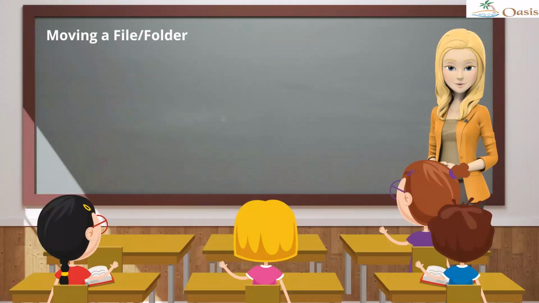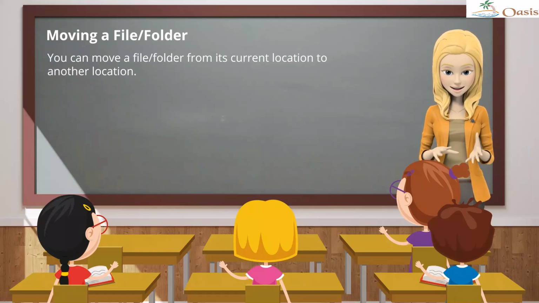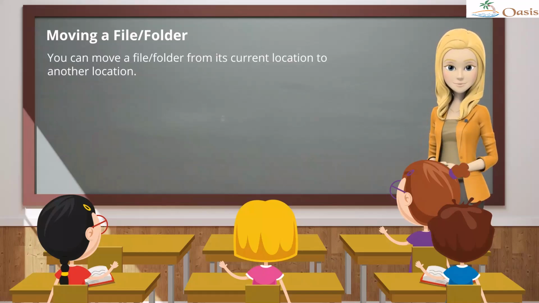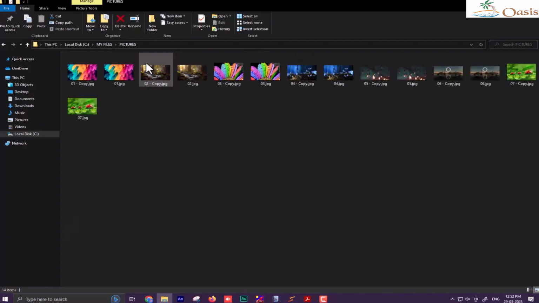Moving a file or folder. You can move a file or folder from its current location to another location. To move a file or folder, open the location that contains the file or folder you want to move. Select the file or folder you want to move. On the Home tab, click the Cut button in the Clipboard group.